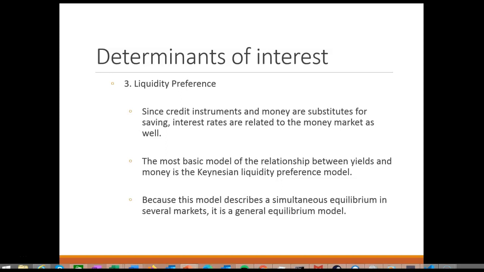As we discussed in the second week, credit instruments and money, understood as the medium of exchange, are substitutes in terms of savings. For that reason, interest rates are related to the market for money as well. The fundamental trade-off here is one between foregone interest and higher liquidity when you're holding money versus a bond.